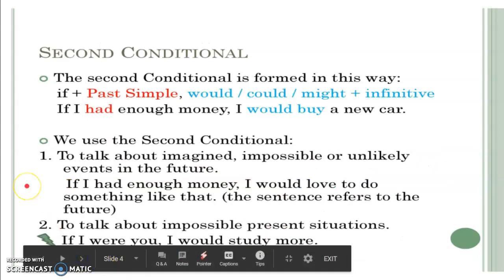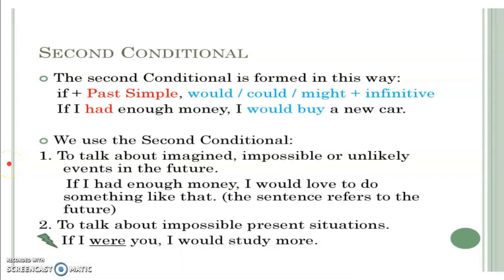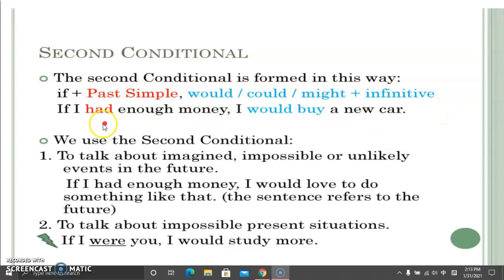We're gonna talk about the second conditional here. When we talk about the second conditional, you should understand that we use the past simple followed by would or could or might plus infinitive. طب نشوف example هنا if I had enough money I would buy a new car.